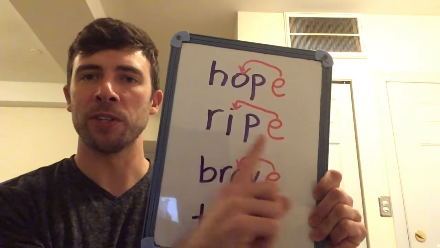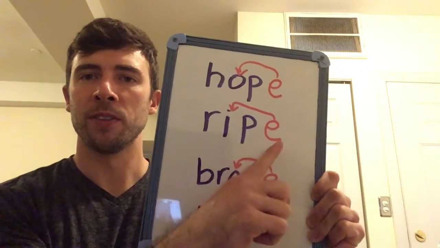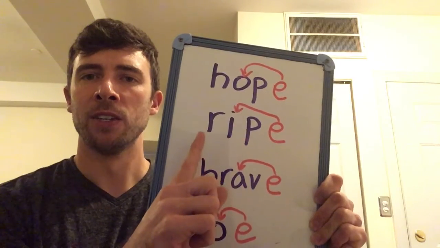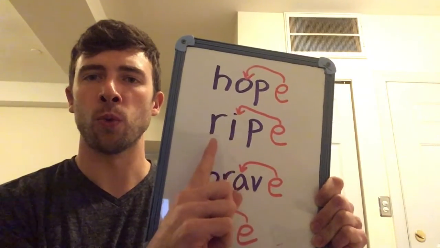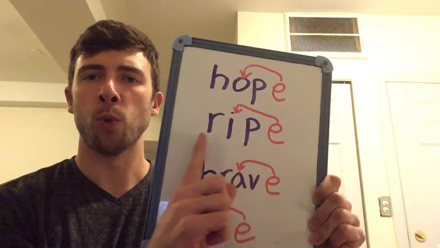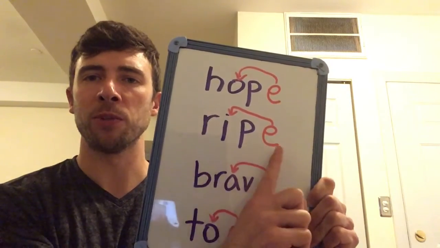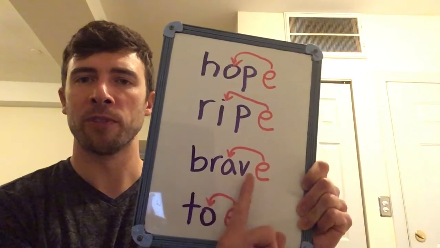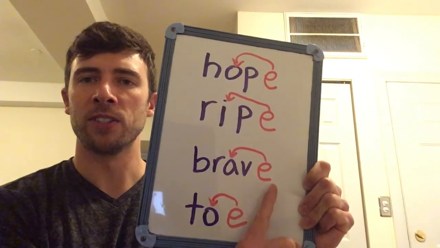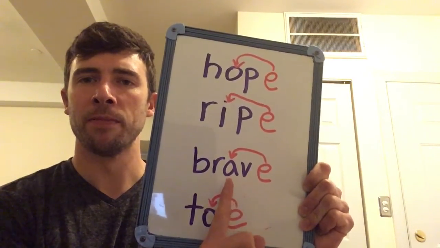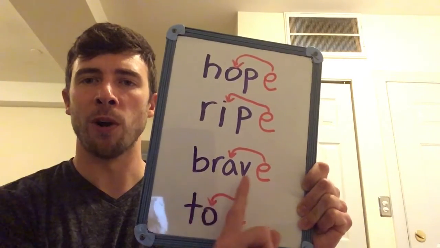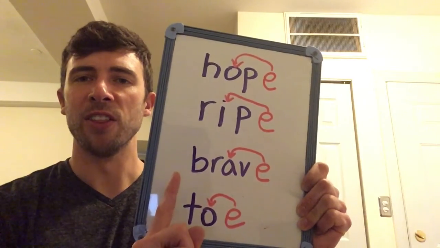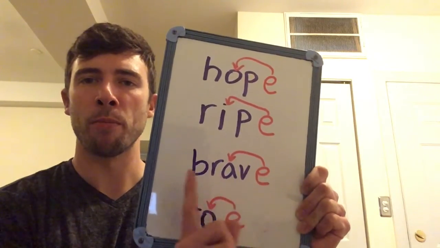What about this word here, the second one? The bossy E is telling the I to say its name. So this word is ripe, ripe, like a fruit or vegetable that is ready to go. What about this one? This was our longer word. The E is telling the A, say your name. So this word is something that you were all being when you were practicing this challenging skill. This word is brave, brave.